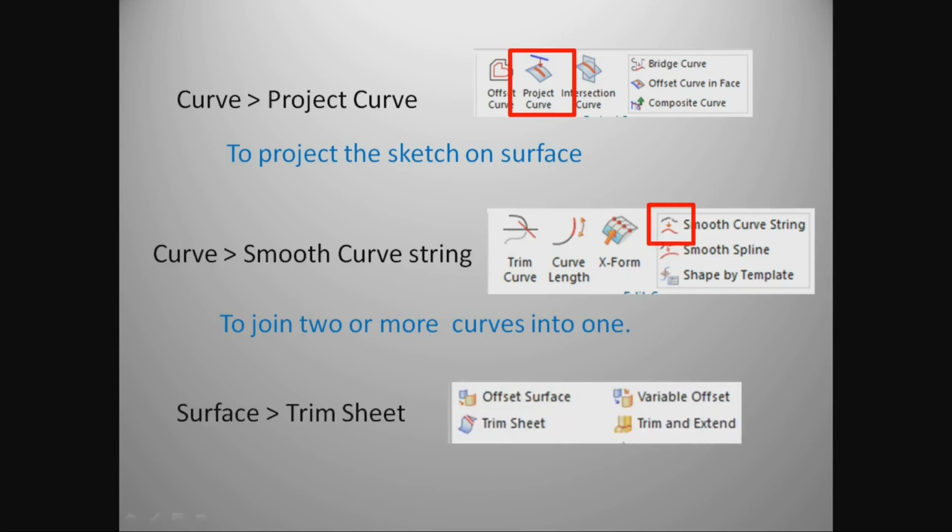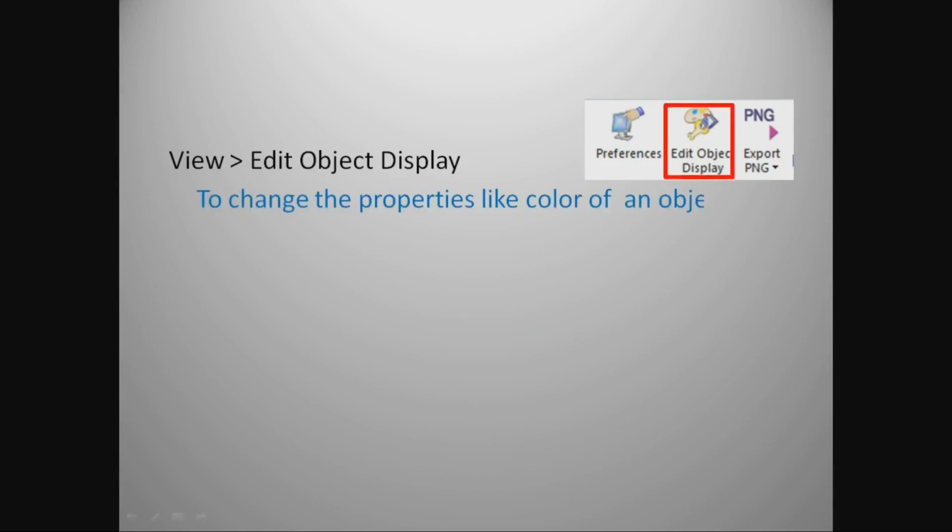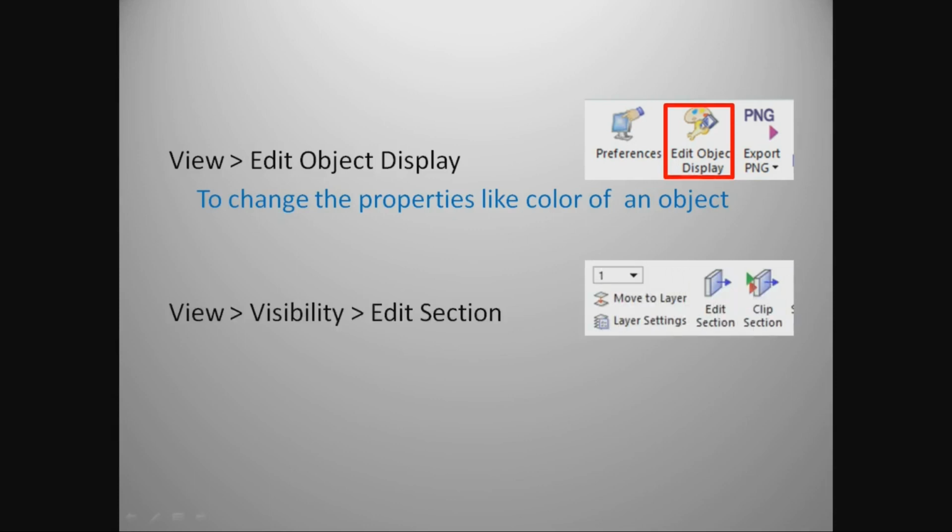Surface: trim sheet. To remove the unwanted portion of surface. View: edit object display. To change the properties like color of an object. View: visibility, edit section. To dynamically view the section of part.